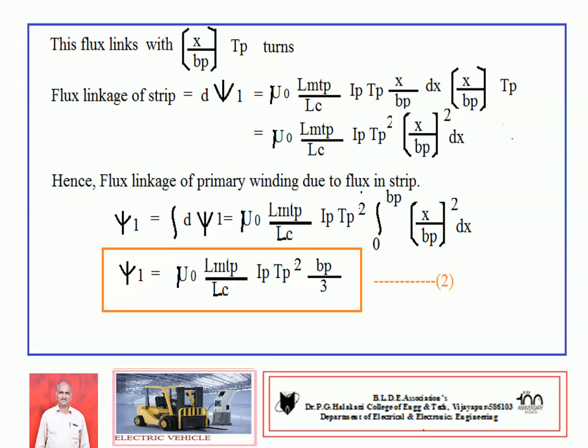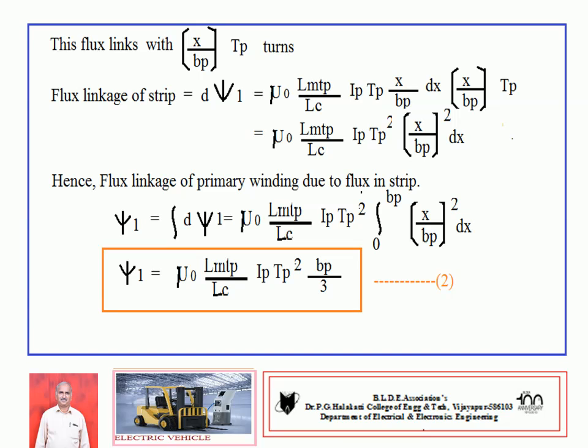Already equation 1 gives the flux. So what are the turns it links? Total TP turns. Where does it link? By x by BP, x being where the strip lies, and the total width of the primary winding is BP. Hence x by BP into TP turns. Hence you develop the expression for flux linkage of the strip, that is d xi 1. So you multiply equation 1 with this x by BP into TP.